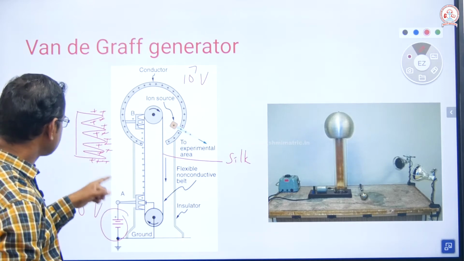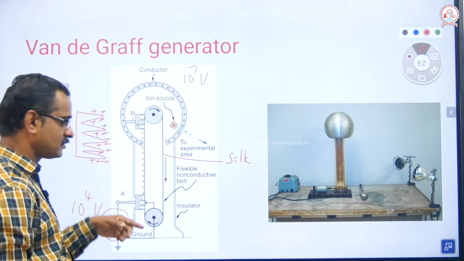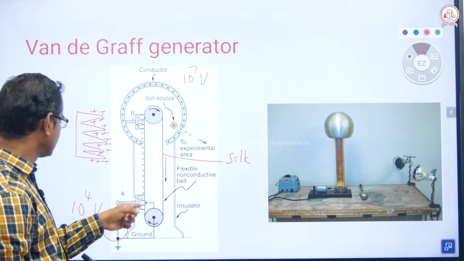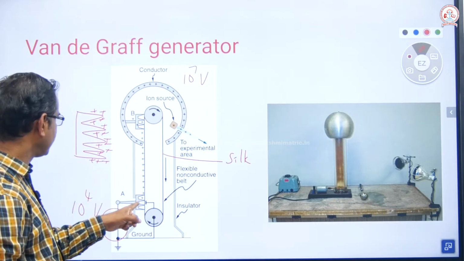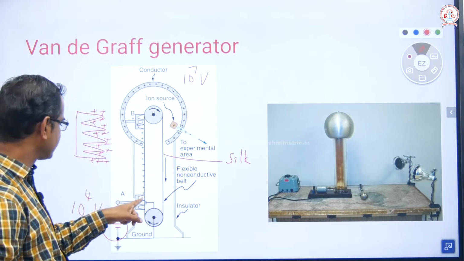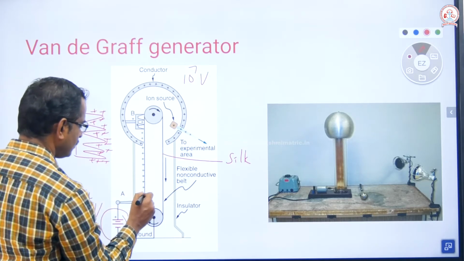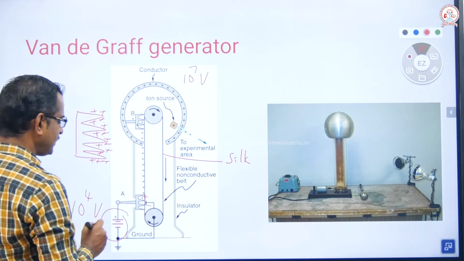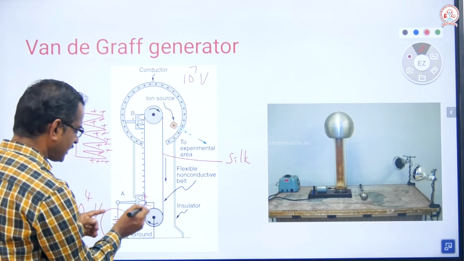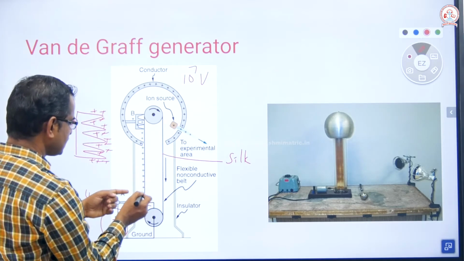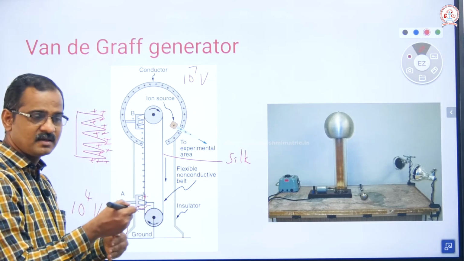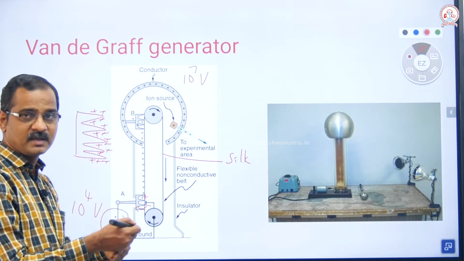What happens? The air molecules close to the belt and the air molecules close to the comb here, A, get ionized. Ionization takes place here. So positive and negative ions will be developed there. Positive gets repelled. The negative may get attracted by this. And the positive charges which are repelled stick with the belt, or they stick with the dust particles which are already there in the belt.